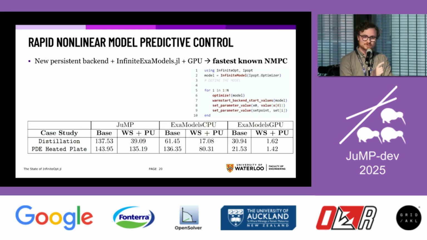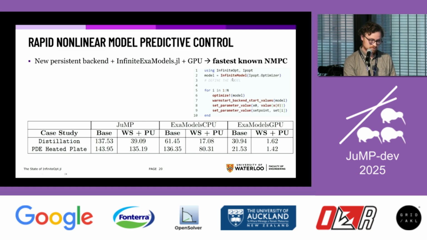Where that becomes useful, especially in chemical engineering, is with what's called nonlinear model predictive control. So we're solving a bunch of optimal control problems essentially in a loop with updates to our initial values and some parameters. So we've been working over the last few months on optimizing this workflow in InfiniteOpt with resolves. And now with GPU, it's, to our knowledge, the fastest implementation of NMPC out there for a second-order solver.